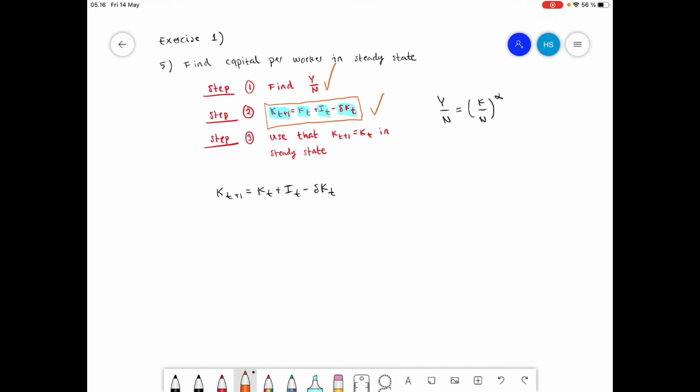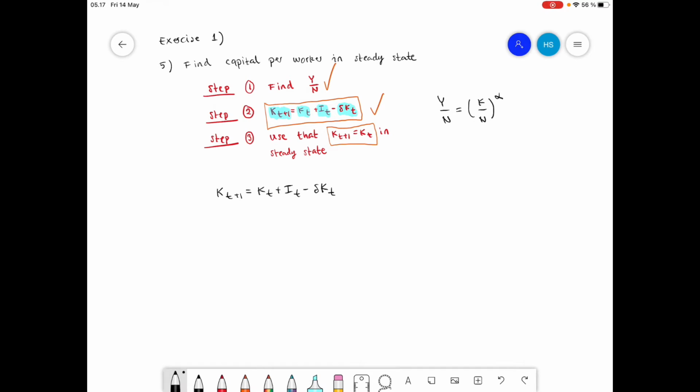And then once we do that, we continue to step number 3. In step number 3, we have to use the steady state condition. And that is the condition that states that the capital stock is unchanged from one period to another. That is, the capital stock in period t is unchanged compared to the capital stock in period t plus 1. In other words, the capital stock does not change from period t to period t plus 1. So the change in the capital stock is 0, meaning that the capital stock is unchanged.